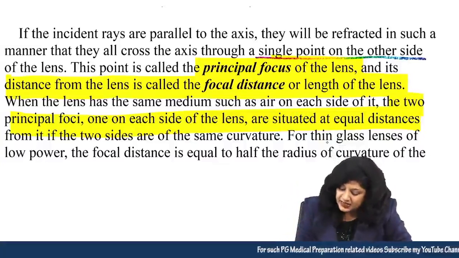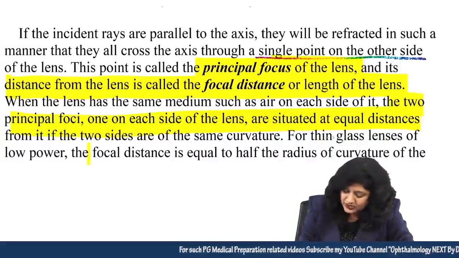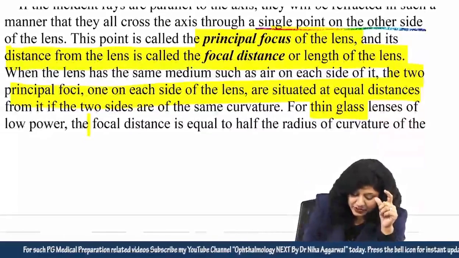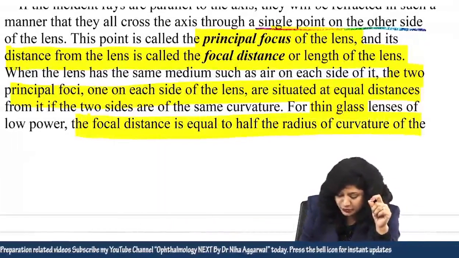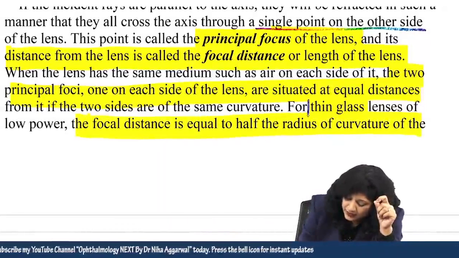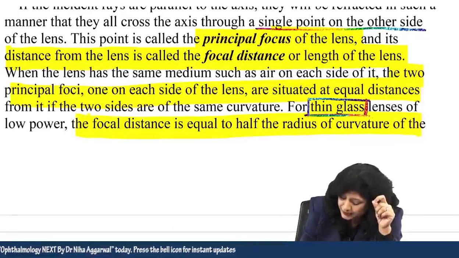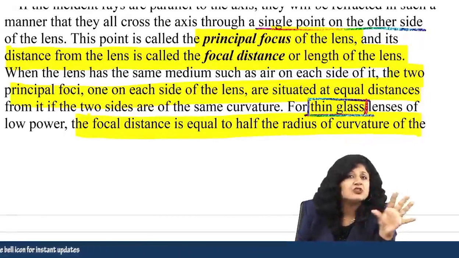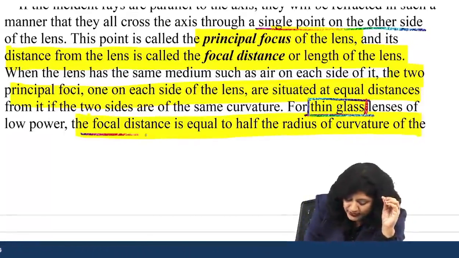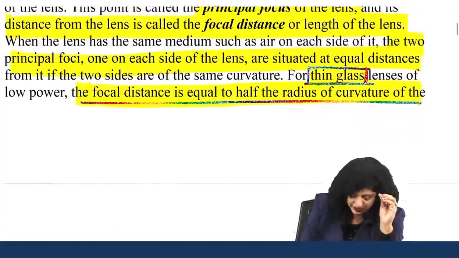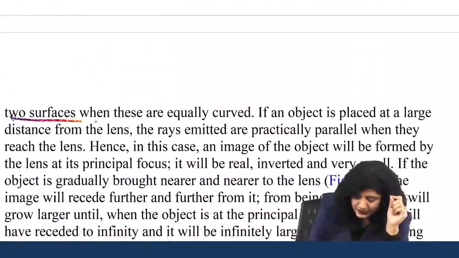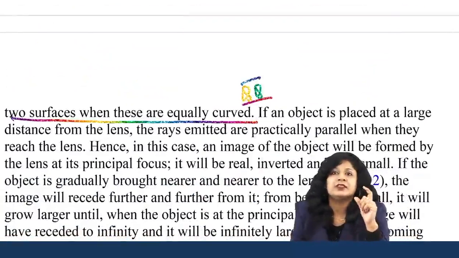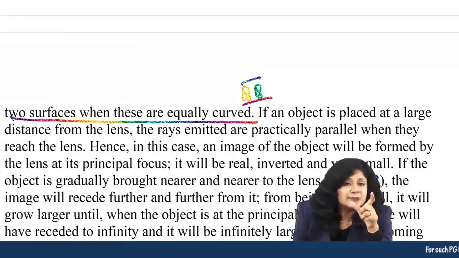Okay. For thin glass lenses, if I talk about the ideal condition, ideal means a very, very thin glass, in that condition the focal distance will be equal to half of the radius of curvature. So again, when they ask you about the most perfect combination, ideal conditions, when you have negligible thickness of the glass, then the focal distance will be equal to half of the radius of curvature of the two surfaces, and they should be equally curved also. Again, these are important things, because sometimes they ask you numerical questions, and you have to apply these logics there.